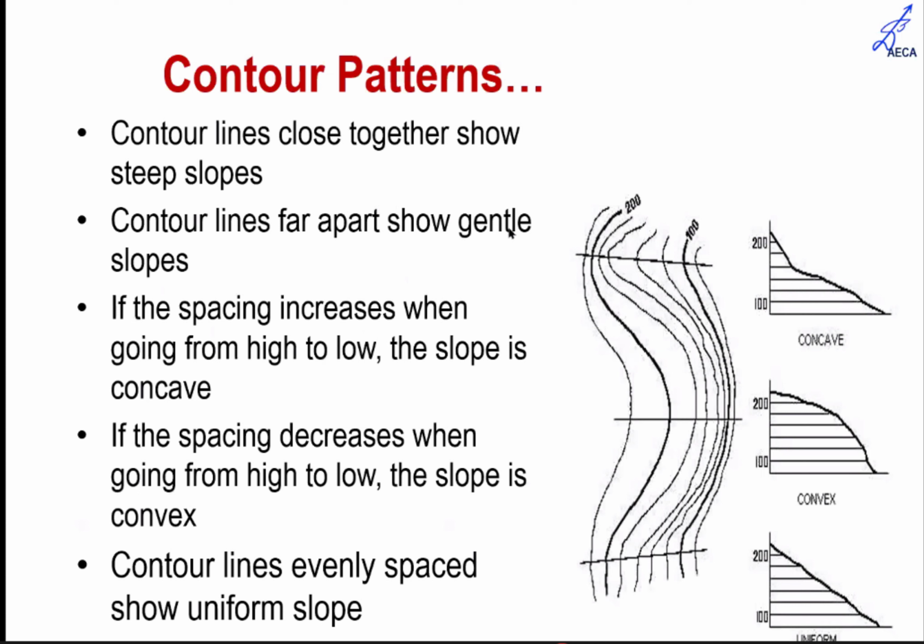These are other characteristics of contours, which help define the catchment areas. If the contour lines are closely spaced, it indicates a steep slope. If the contour lines are spaced far apart, then there are gentle slopes. If the spacing increases when going from high to low, the slope is concave. If the spacing decreases when going from high to low, then it is convex. And if contour lines are uniformly or evenly spaced, then you have a uniform slope.